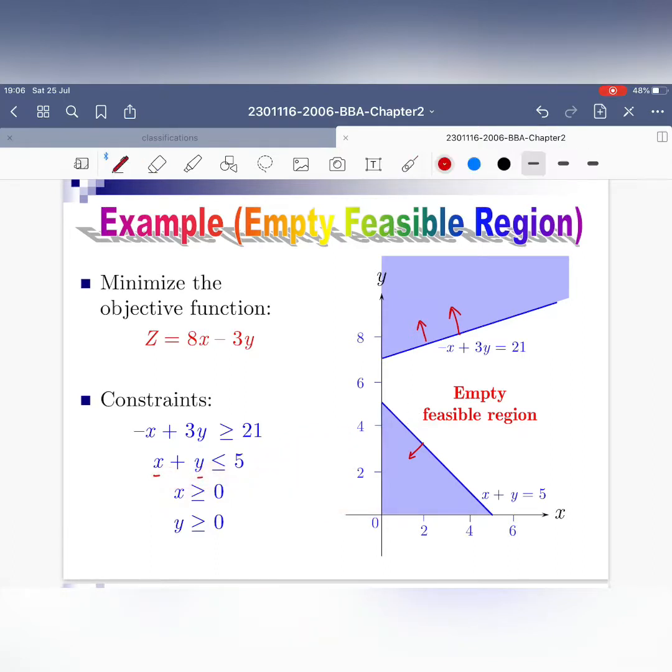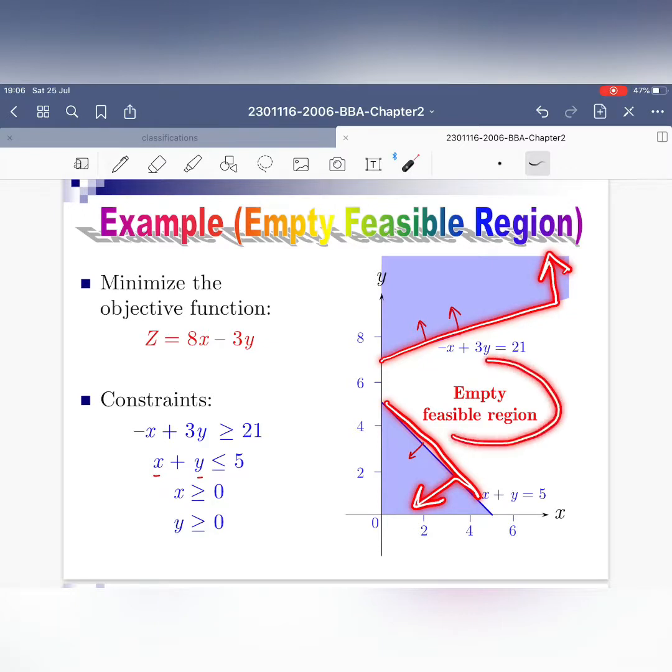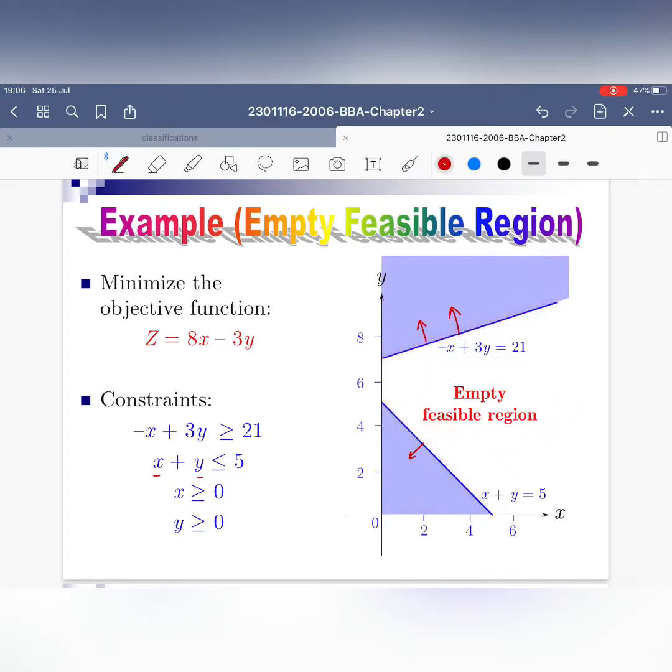So for this region, it is the one above. For this region, it is the one below, and they have no common points x and y. So it means that you have an empty feasible region. So if you want to either maximize or minimize this objective, then we have no solution for this optimization problem.